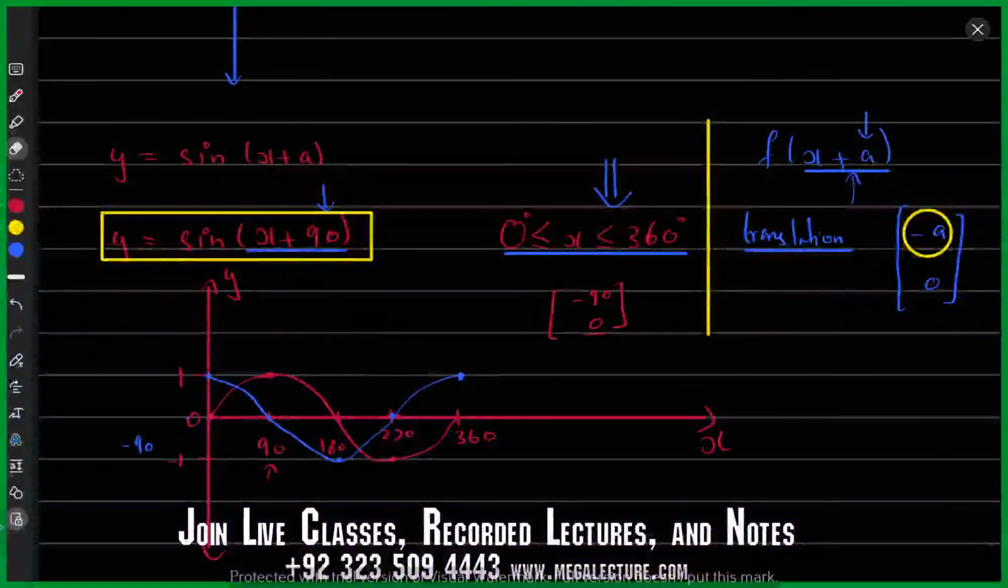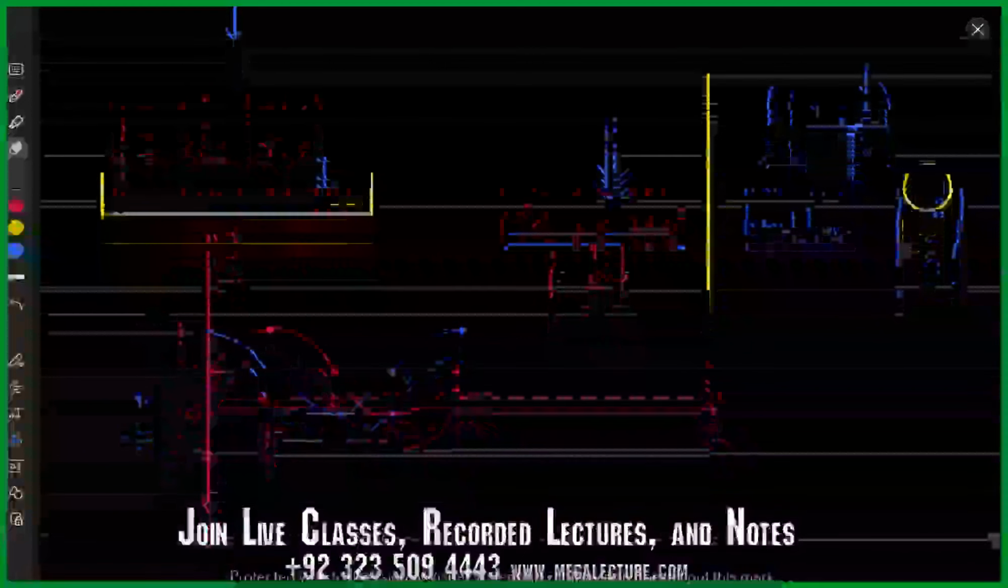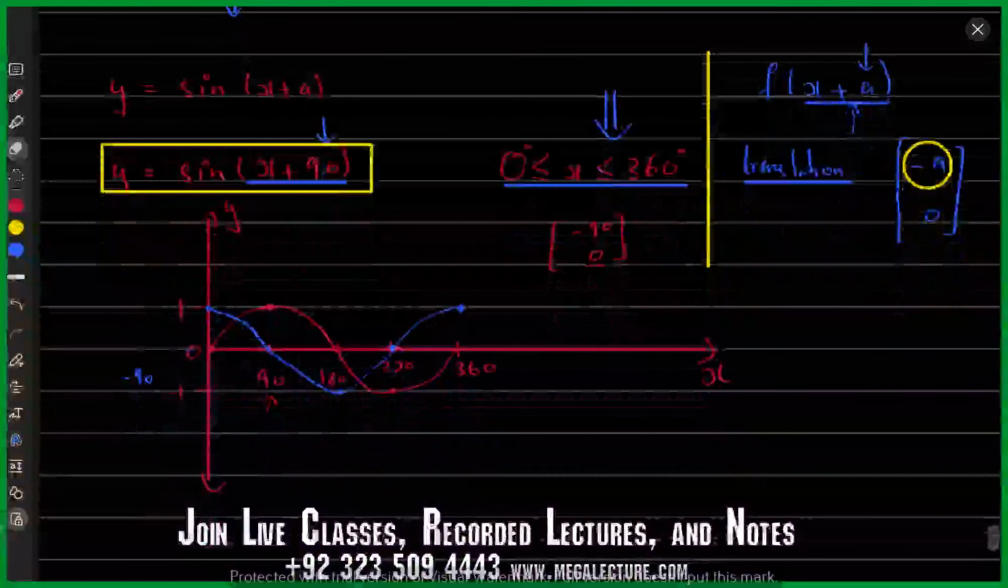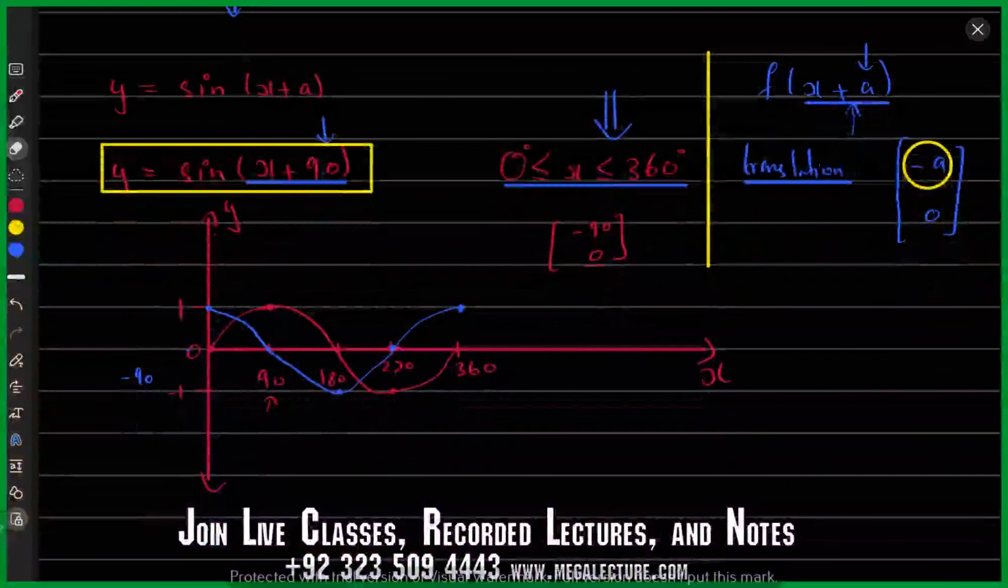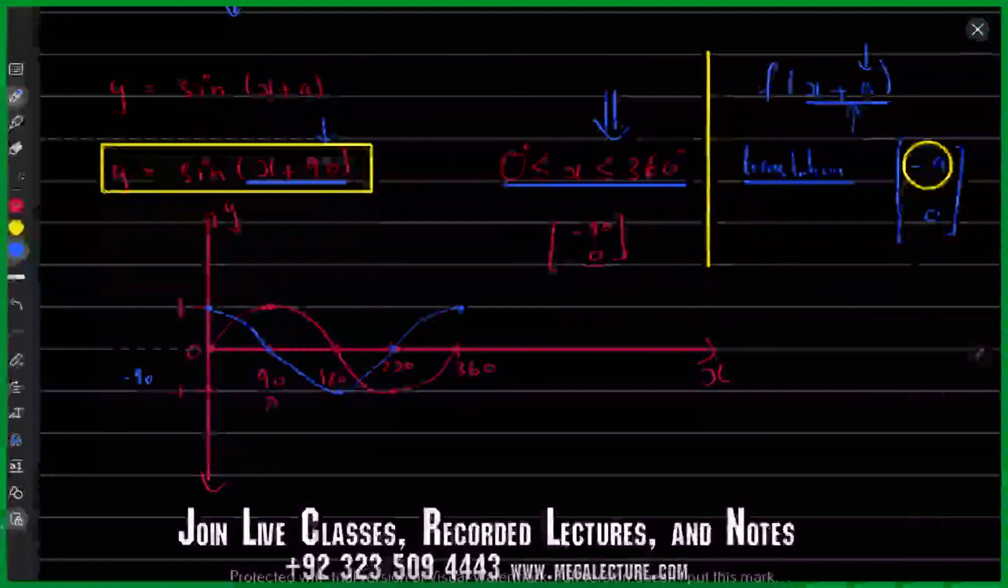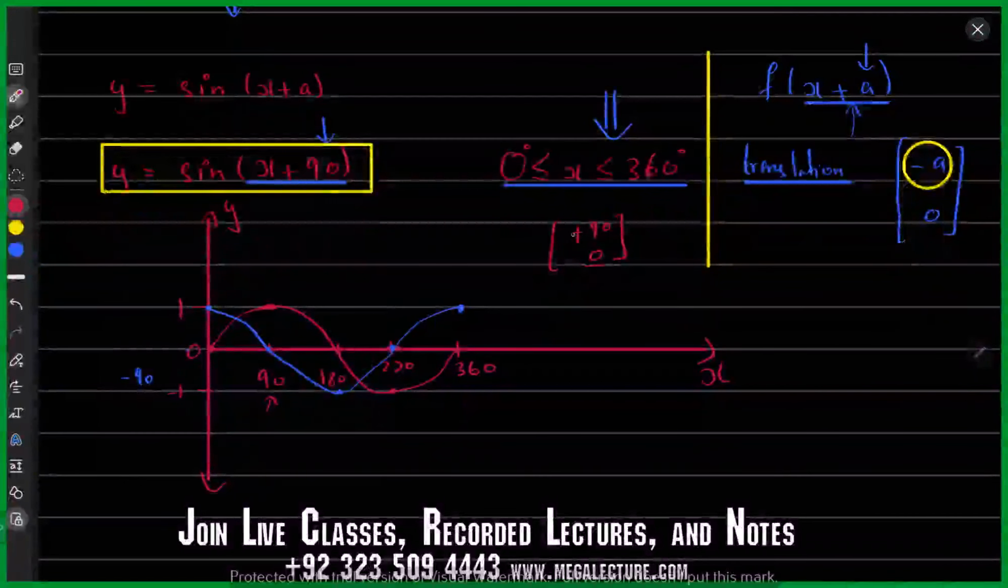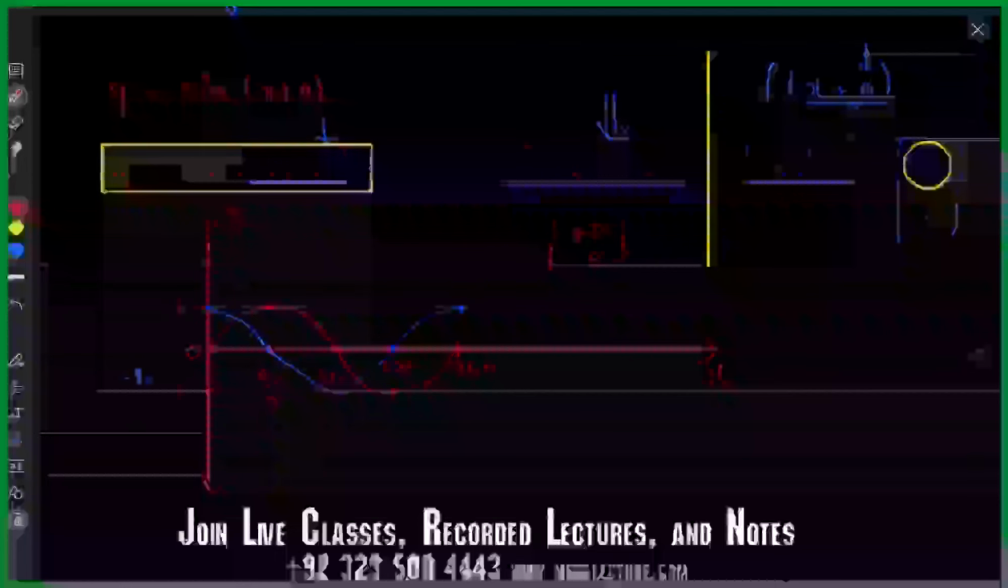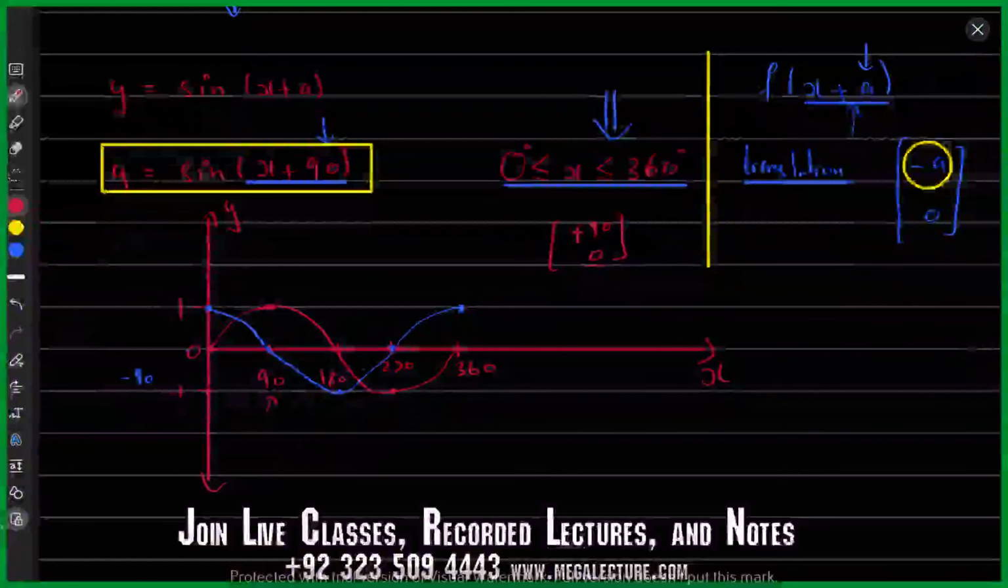Miss, in the f of x, what happens if we subtract it? In the vector, we change it to plus 90, for example. Okay, wait 1 second. Let me write it again. You want the change in where? Over here? This one? Yeah, miss, for example here, sin x plus 90, but I want to change it to negative 90.